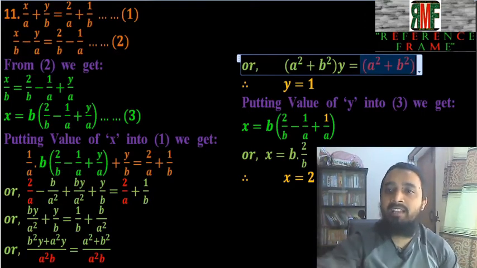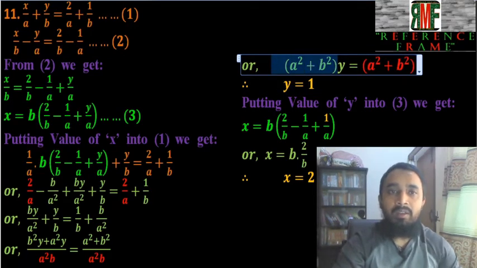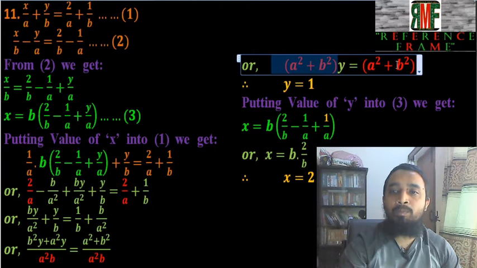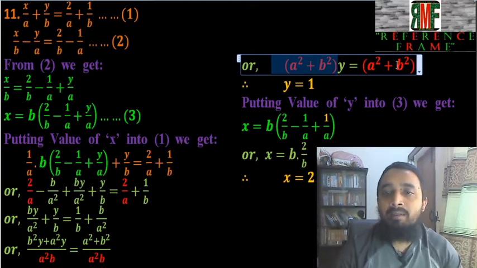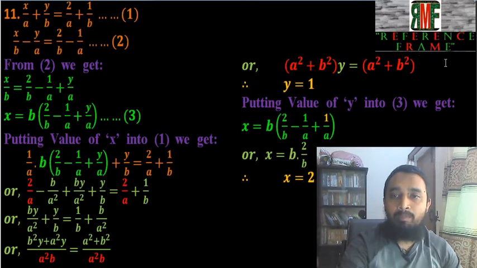With 1, as nothing is a pair here, so that must be 1. Again, we have multiplication form (a square plus b square) into y on the left hand side. So again, look, we can cancel the marked part, the red part, from both sides by the cancellation law of multiplication.